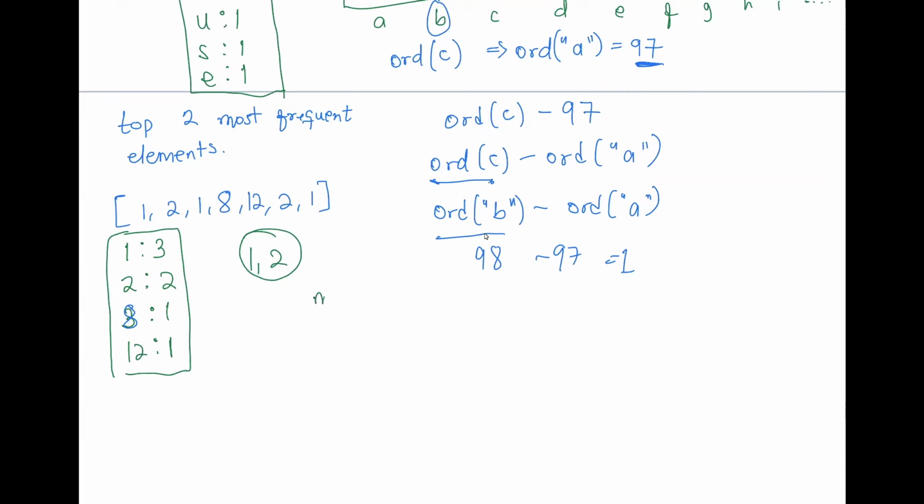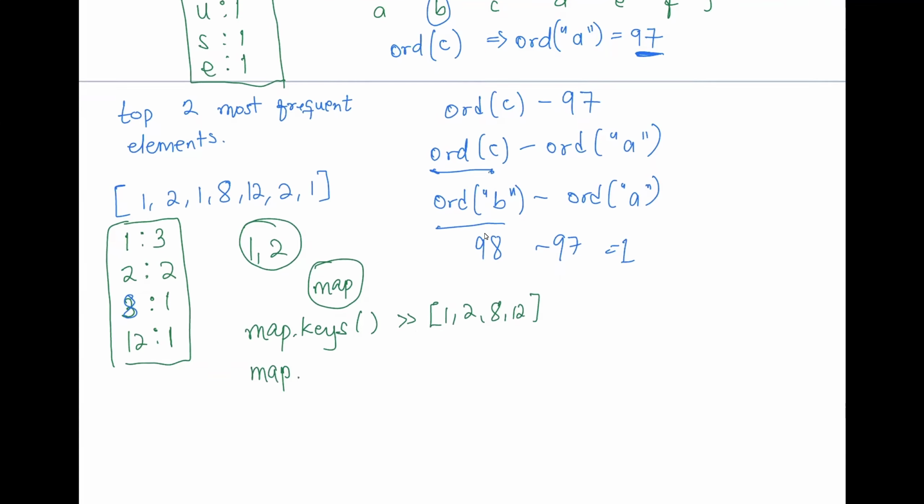If you have a dictionary called map, and you want to find the list of the keys, you can just do map.keys. Map.keys will return to you an iterable, you can say a list of the keys, right? So if I do map.keys, this will return to me like 1, 2, 8, 12. By the way, it's very useful. Trust me, this thing is so useful. You have to know it.